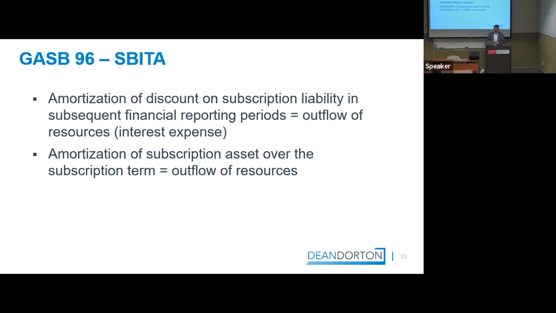One is the amortization discount of the subscription liability. So when you make a payment on that liability, there's a principal component and an interest component. And the other one will be the amortization of the subscription asset over the subscription term. And so you straight line that over the life of the contract.